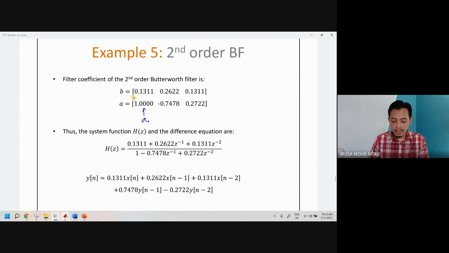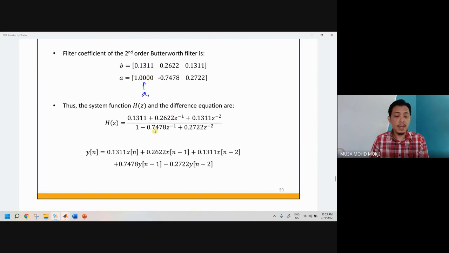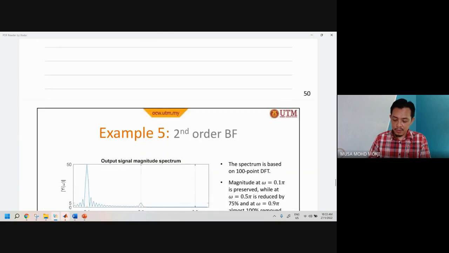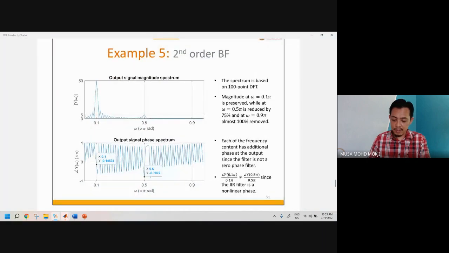All right, so doing that, we will have this system function 0.1311 on the rest and so on, and then divided by this, the A0, and this one. And then the fourth step is to convert this into a difference equation. So this is your difference equation. Okay, then finish. So that's actually the filter. So let's see. This is actually the output.